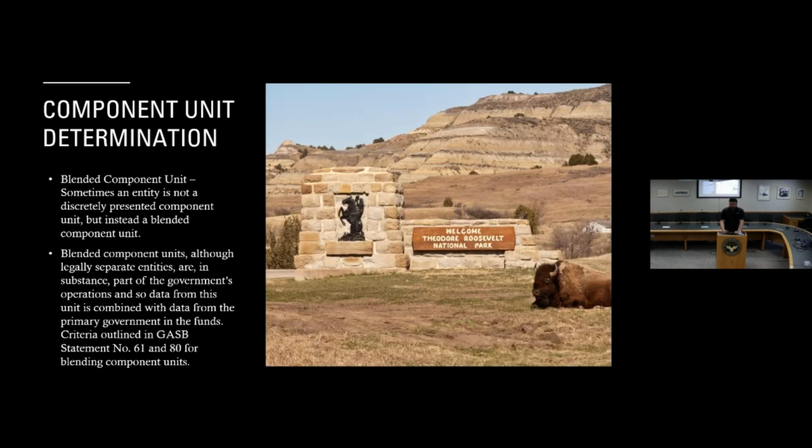The other type of component unit I wanted to cover today is called a blended component unit. It's still a legally separate entity, but all your financial information is included with that primary government. Your financial information is in that column with the primary government. You do not get a separate column off to the right. You are not a discretely presented component unit. You are a blended component unit, and you get blended in essentially with that primary government.